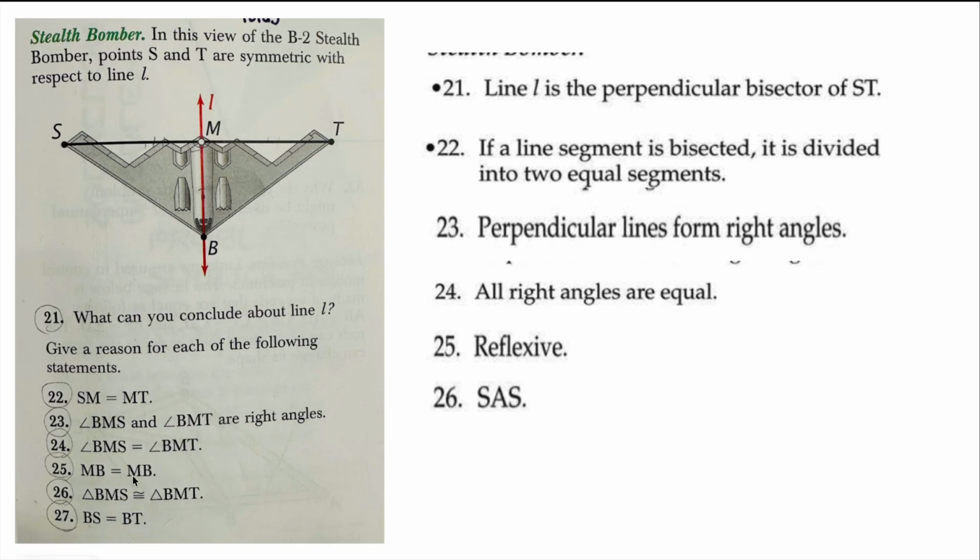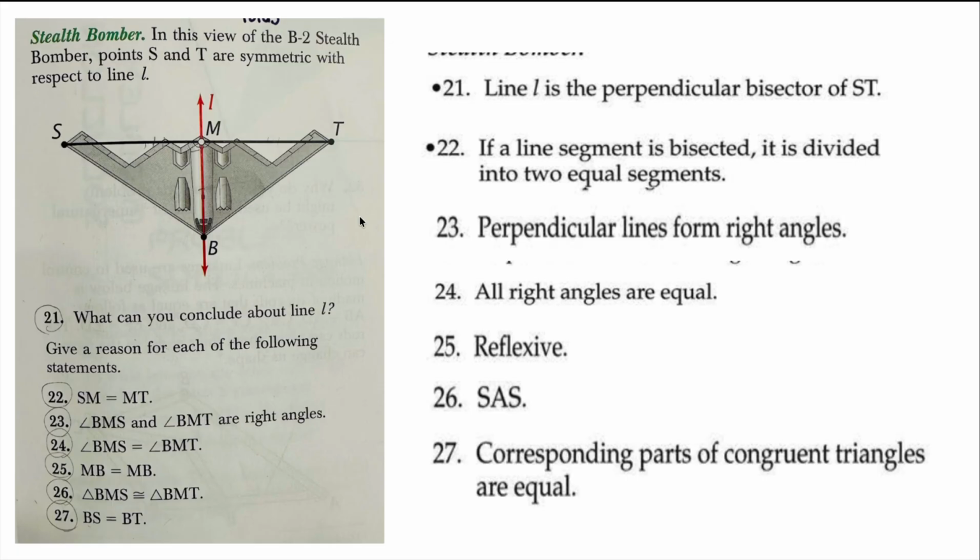And 27, BS, this diagonal, is equal to BT. Well, congruent triangles also have all parts of the triangles congruent. So this side is congruent, and these MT and SM are congruent. This angle is congruent, and therefore we know that this diagonal, the hypotenuse of each of these triangles, is also congruent. So the way you say this in a proof is corresponding parts of congruent triangles are equal.